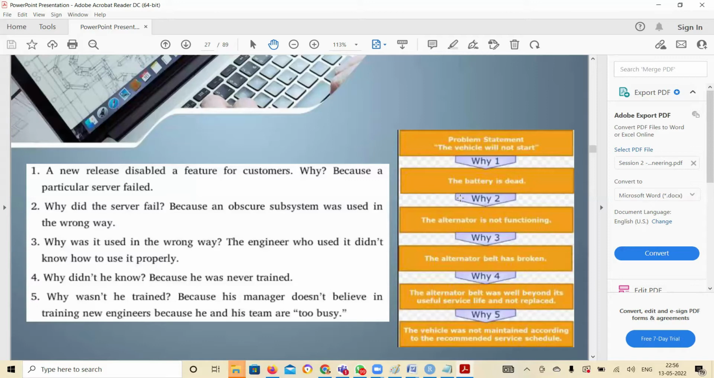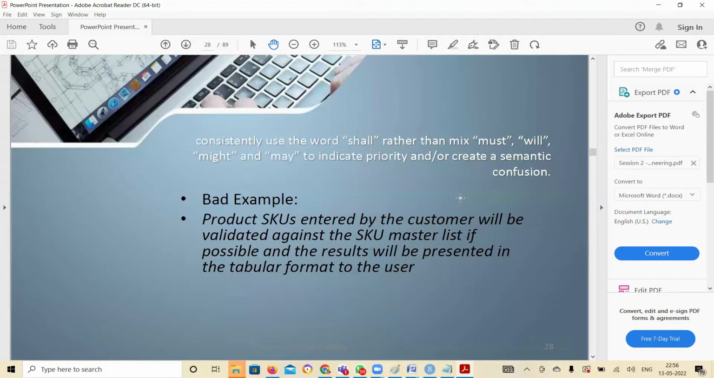Okay. Yes. So the manager should be spoken to, right? And we should tell the manager why it is important, and they should focus on training, because a problem like this would never occur if you perform training. Yes. Okay. So this is called 5 whys.